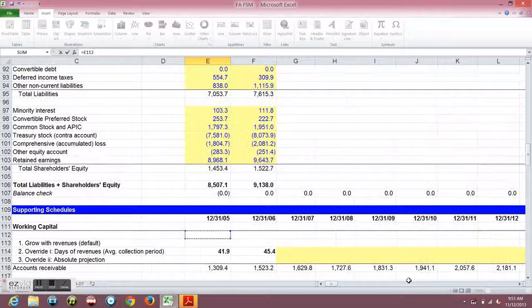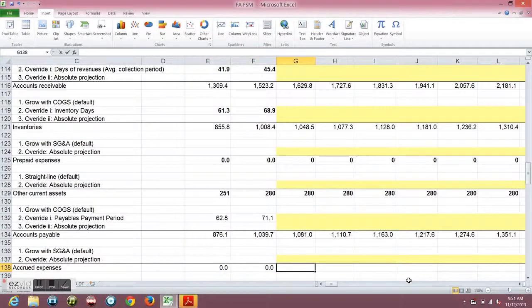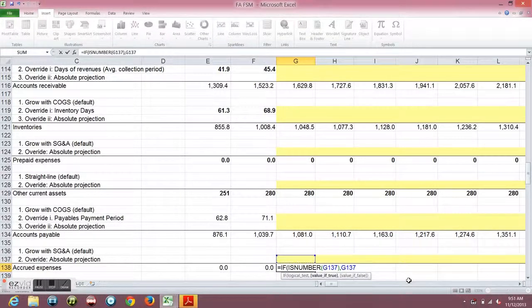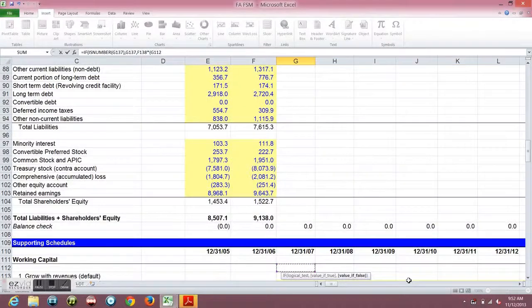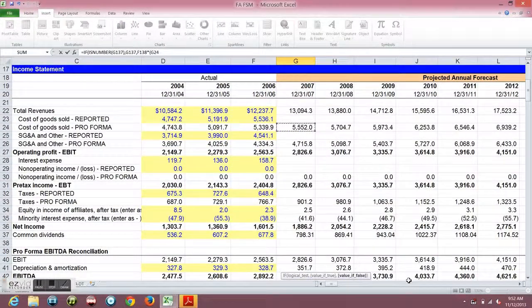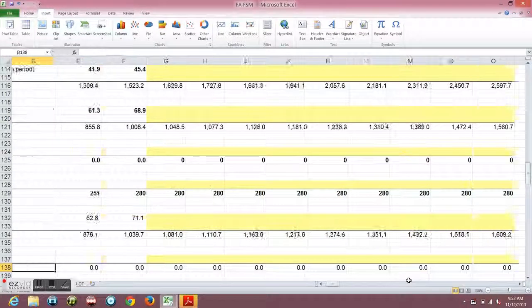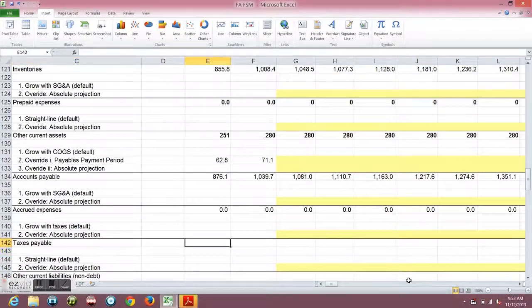Now we have accrued expense, which should be pretty easy to get. Accrued expense should be in our liabilities. Then we're going to do IF ISNUMBER. If we have an absolute projection, we're going to use our absolute projection, but that's not the case, so we're going to take our accrued expenses and grow it with our SG&A. After a couple of these, it comes kind of second nature to you. What's the drill? I hope you catch the pattern quickly. So we're just going to do that.